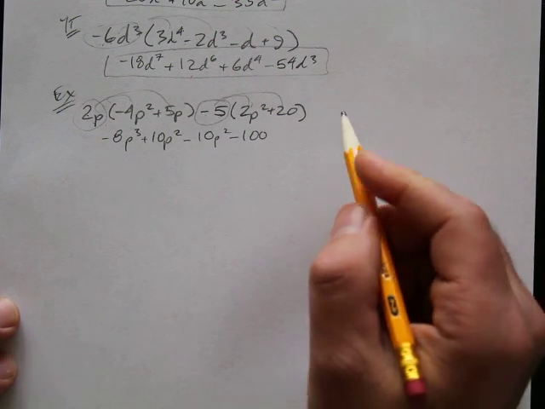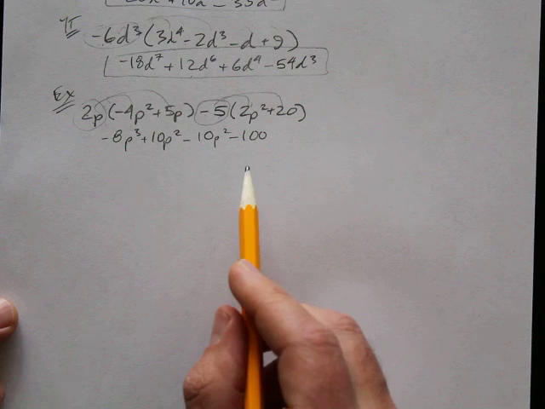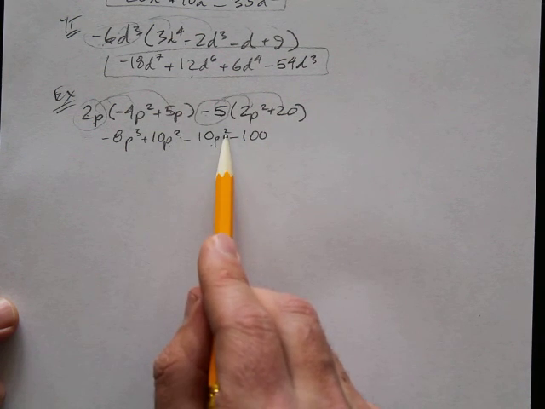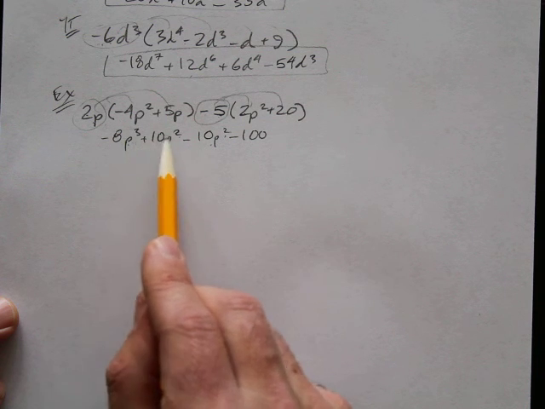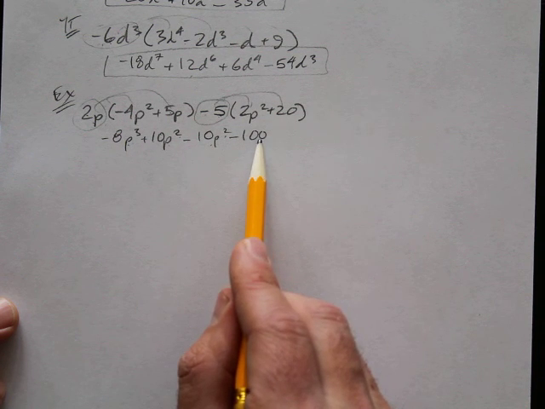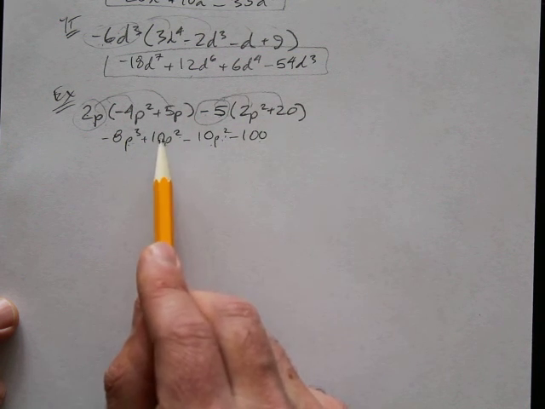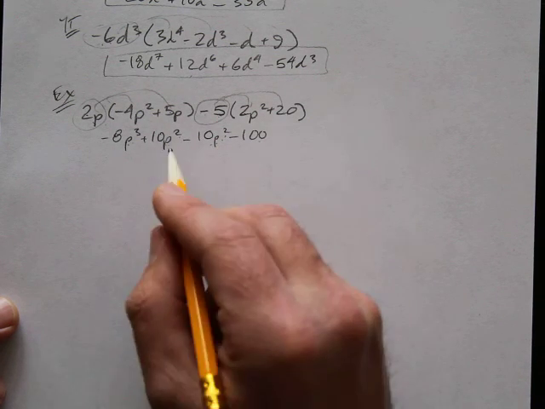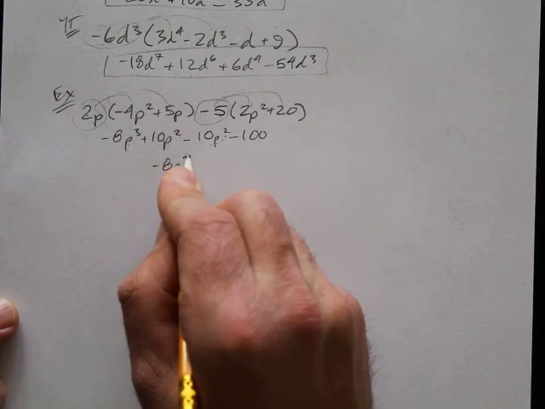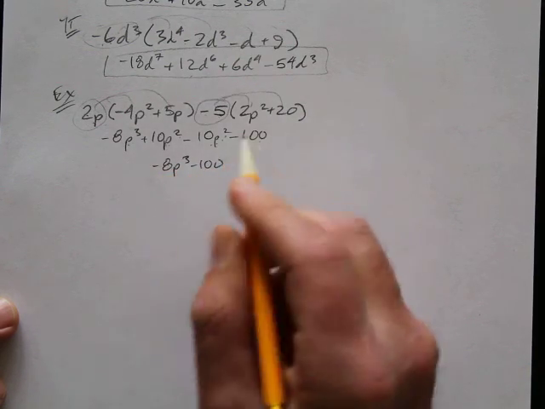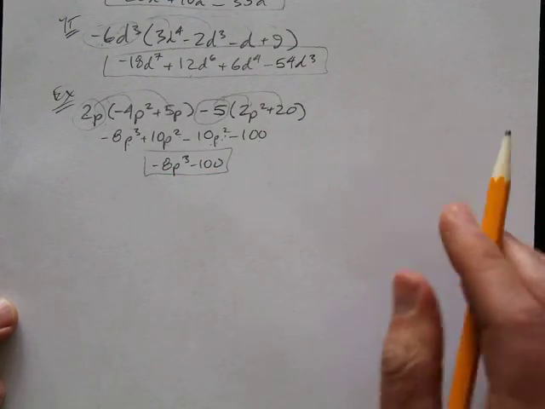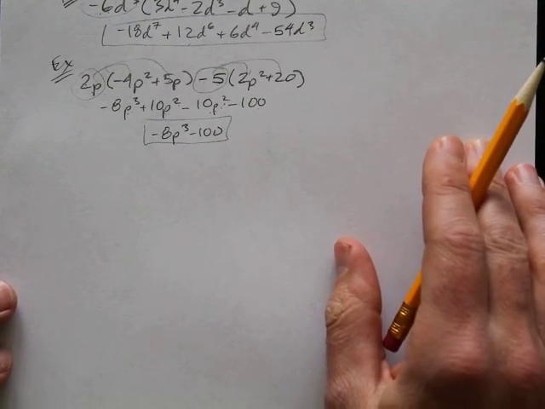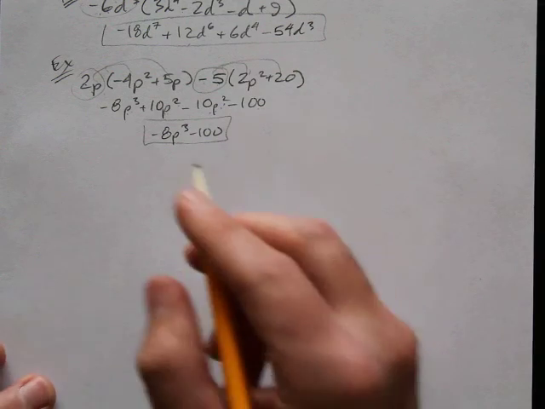Now, when I get to this point, I see, look, I have some like terms here. P squared and p squared. P cubed, that one's not a like term to any of the other ones, and neither is 100, but p squared here. So I've got 10p squared minus 10p squared, that's just 0. So I've got negative 8p cubed minus 100, and that is my simplified version of this expression. All right, you try.